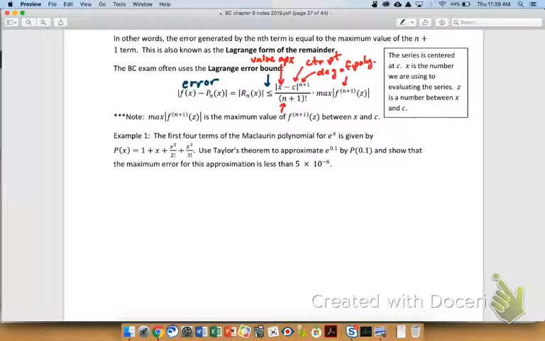So think about it like this. Let's say the centering point was 5, and then I tried to approximate my function using my polynomial at 5. Wouldn't this right here, in that particular instance, just be 5 minus 5? And what's the error? 0. So at the centering point, there's no error.